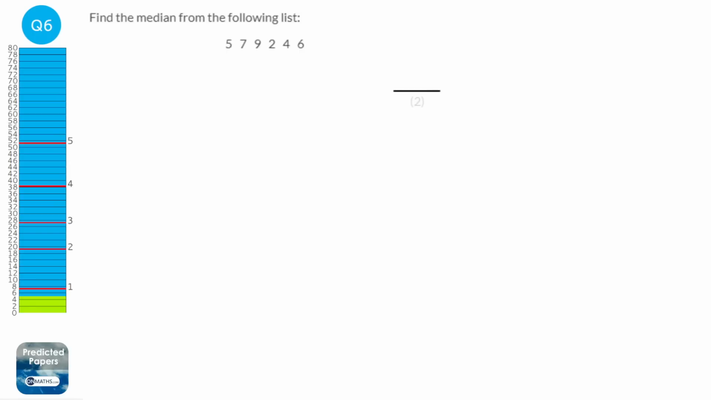Median just means middle, but it's the middle of the ordered list. So the first thing we need to do is put these numbers in order. So we're going to have 2, 4, 5, 6, 7 and 9. And to find the middle, what we do is we cross off the smallest and the largest and we put our pen away. Then we do the same thing again, smallest, largest, pen away.